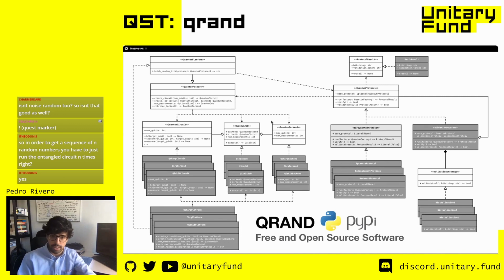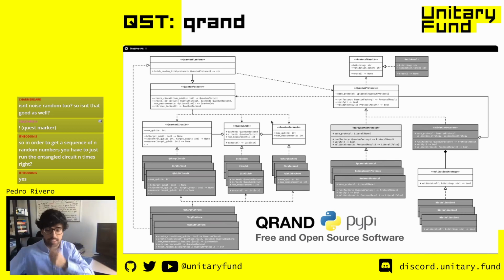All right, so what we wanted to do with QRAND was to implement this framework that allowed you to have on one side different protocols and a way of coding new protocols if we needed to, and on the other side having different platforms that we could use for the generation of random numbers. So how do we do this? Let me start with the platforms.